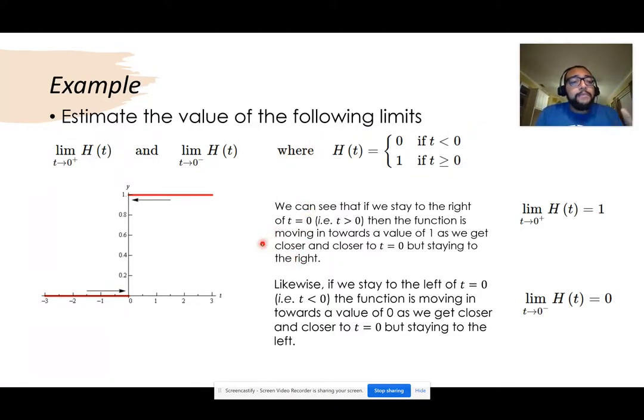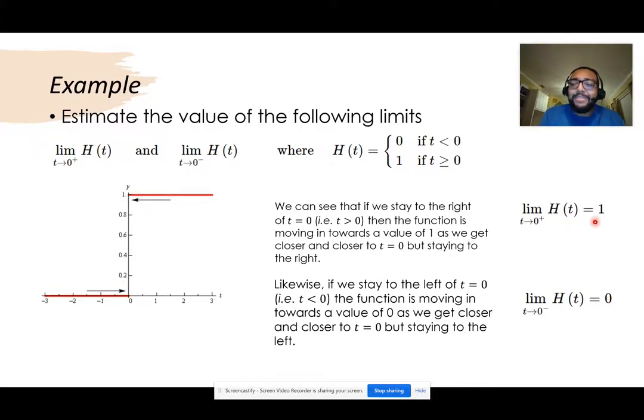If I'm evaluating just the first one, the limit as t approaches 0 from the right, that means here's 0, and I want to look at the values of t that are greater than 0. Obviously, 1 is bigger than 0, 2 is bigger than 0, 3 is bigger than 0, and so forth. So I'm looking at the values of t that are bigger than 0. What is that limit? It looks like as it approaches 0, it's approaching 1.